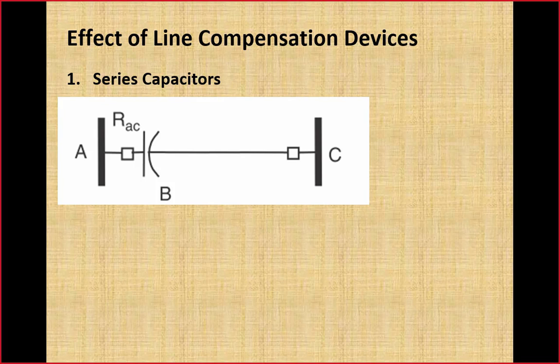First we will discuss what is the purpose of this series capacitor. Series capacitors are used to compensate the line series inductive reactance. In other words, it will reduce the line impedance. That is done to increase the line loading capability, to improve the line voltage regulation, as well as to increase the system stability. So these are the reasons for which we install a series capacitor in a long transmission line, to achieve these advantages.